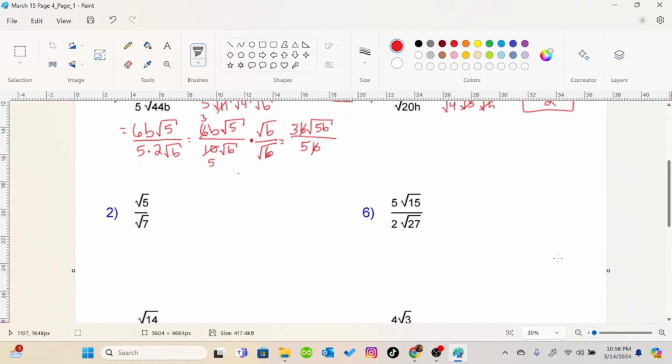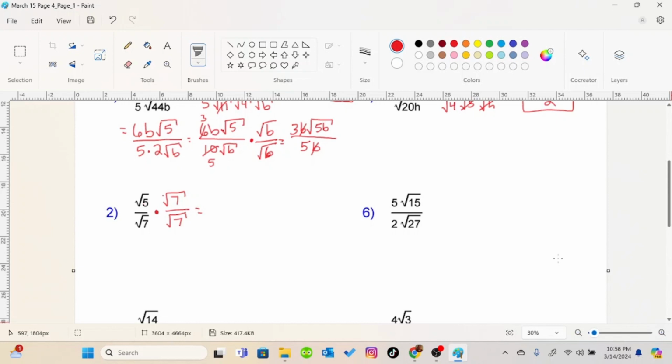Number 2. We have square root of 5 over square root of 7. We can't break these apart any farther, so the only thing to do is get rid of the square root on the bottom. To do that, we're going to multiply the top and the bottom by square root of 7. Because if you multiply by something over itself, you're really just multiplying by 1, and you're not changing the value.